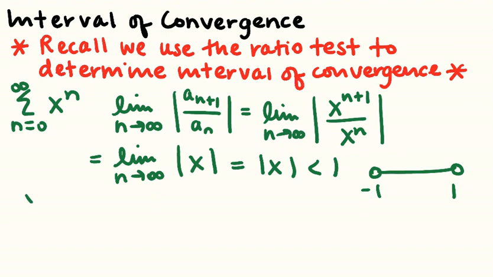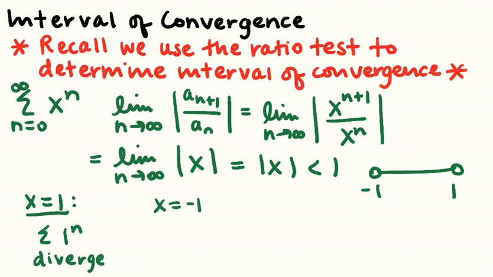Okay, x equals 1. We have the sum of 1 to the n, which is adding together a bunch of 1's, which is certainly going to diverge. And at x equals -1, we'll have the sum of -1 to the n, so that'll be kind of alternating. It'll be 1, -1, +1, -1, +1, -1. And while that is not diverging in the sense that it's going to infinity, it is not converging either. And so we say this diverges as well.